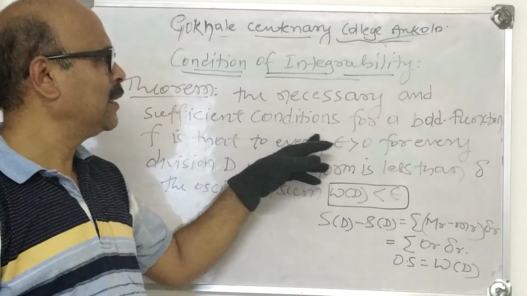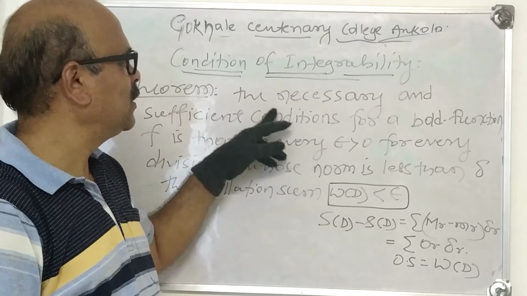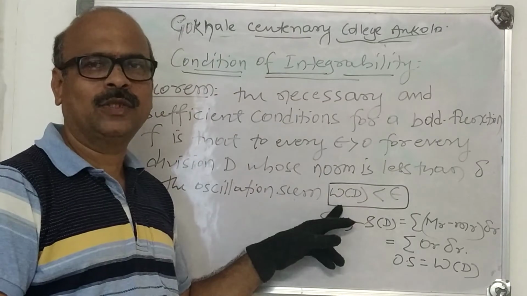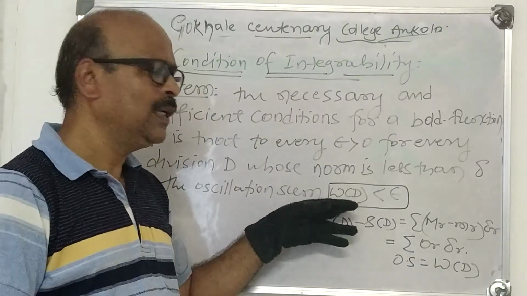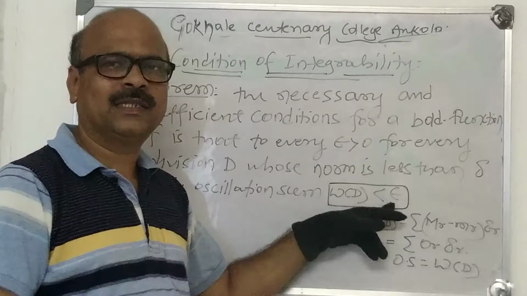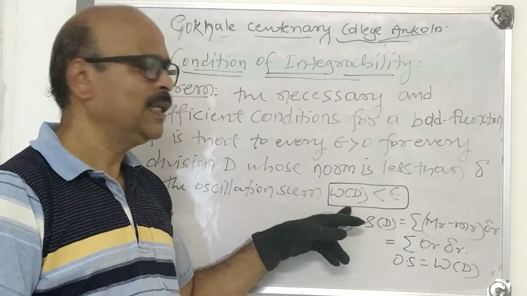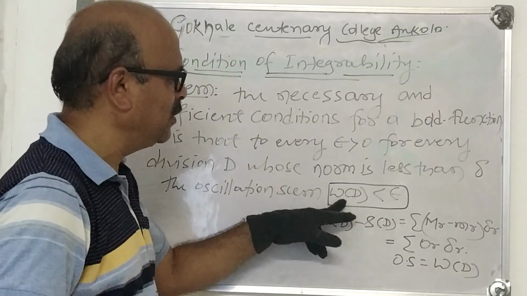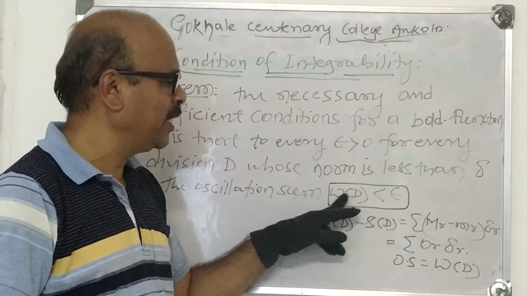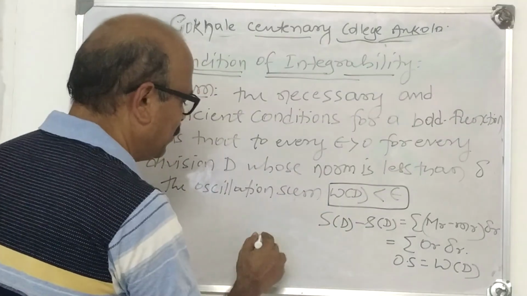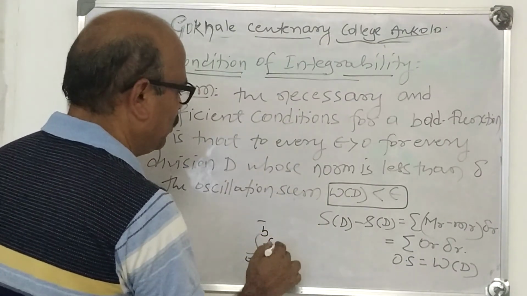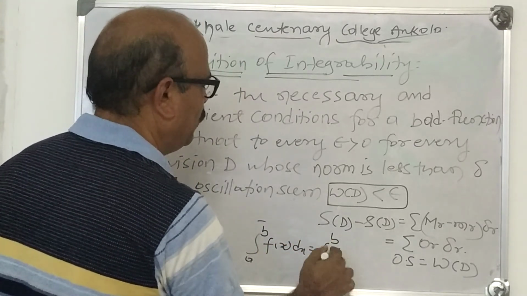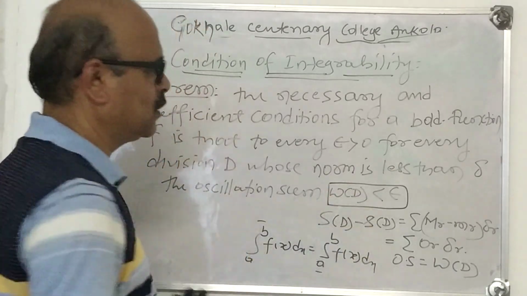What do you mean by necessary condition? Necessary means suppose the function is integrable, then the oscillatory sum is less than epsilon. Conversely, sufficient means suppose the oscillatory sum is less than epsilon, then the function is integrable. Taking the sufficient condition, suppose omega D, called the oscillatory sum, is less than epsilon, then we prove that the upper integral from a to b of f(x) dx is equal to the lower integral from a to b of f(x) dx. This is the converse.